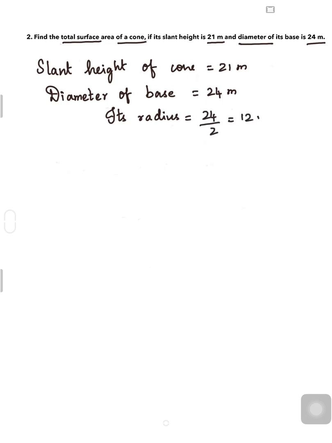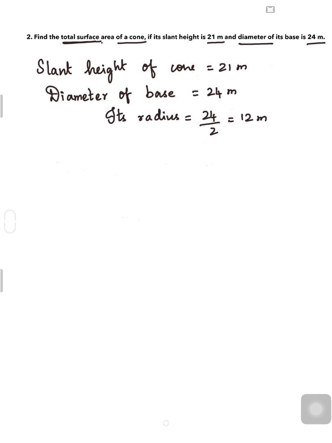Now, question number 2. What is it? Find the total surface area of a cone. We need to find the total surface area of the cone when its slant height is given as 21 meter and diameter is given as 24 meter. So, what is given? The slant height of the cone is 21 meter and the diameter of the base is 24 meter. So, what will be its radius? Diameter divided by 2, that is 24 by 2, which is 12 meter.